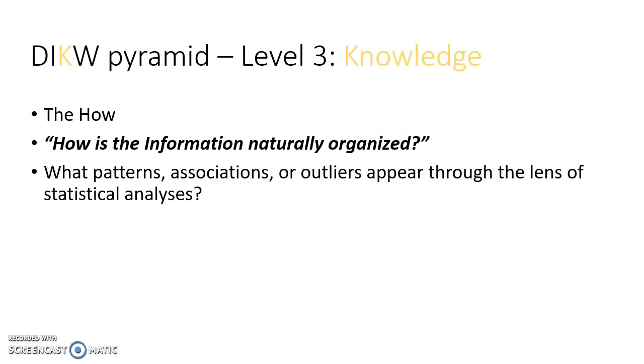The next level is level 3, knowledge. This answers the how. How is the information naturally organized? Such as we're looking for things like patterns, associations, or outliers that appear through the lens of statistical analyses. These are the things that we're looking for.